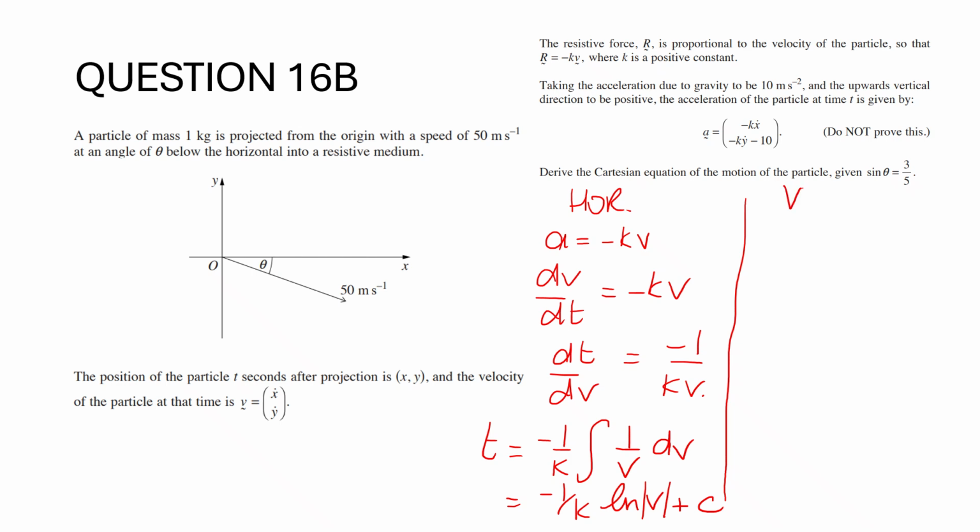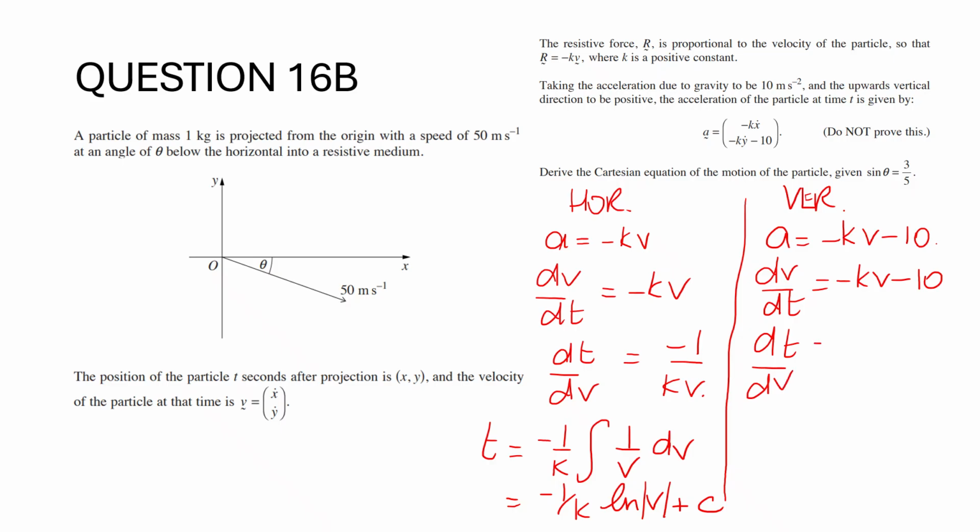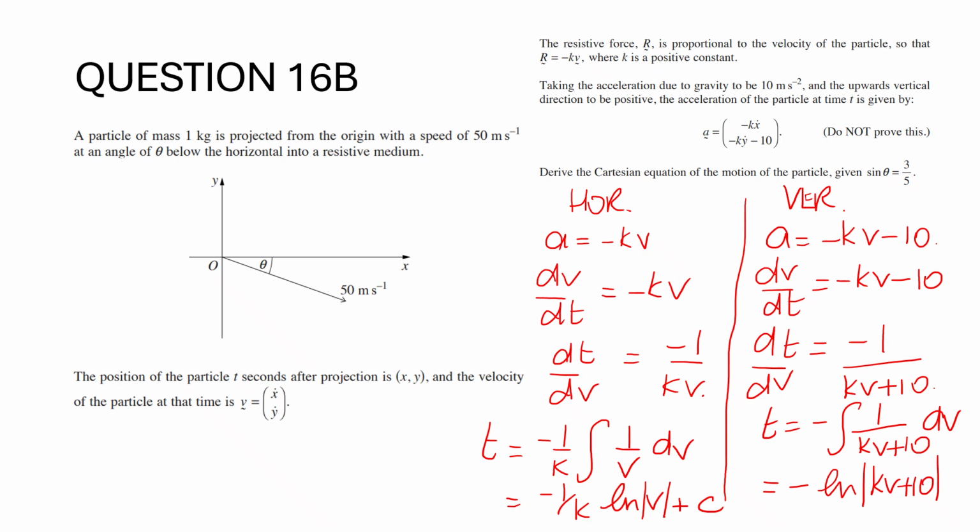Now vertically, we have a is equal to -kv minus 10. So dv/dt is equal to -kv minus 10. Flip it upside down, dt/dv is equal to -1 over kv plus 10. t is equal to negative the integral of 1 over kv plus 10 dv, which is -ln(kv + 10), divide by the derivative of the inside function, which is k, plus c.